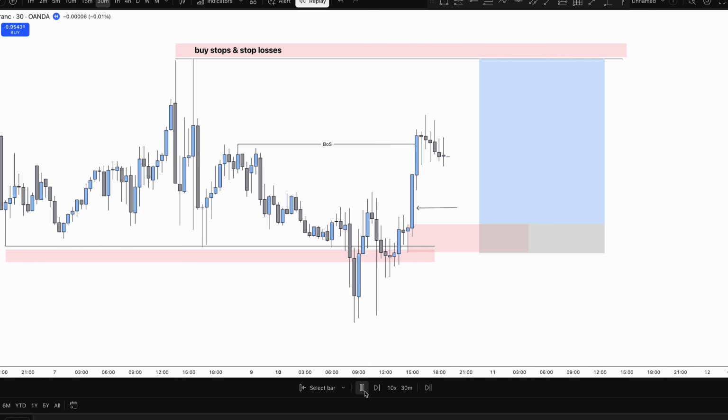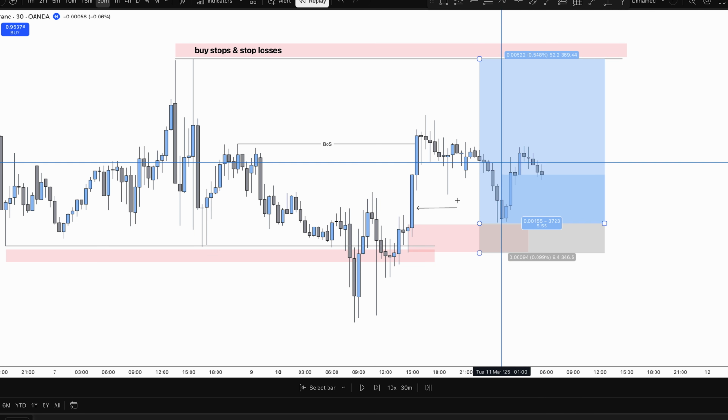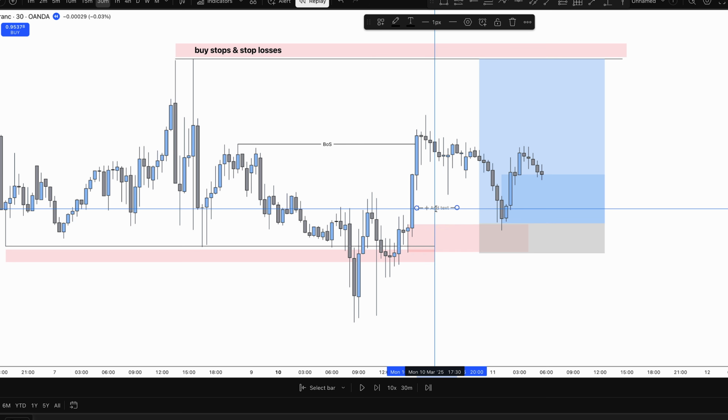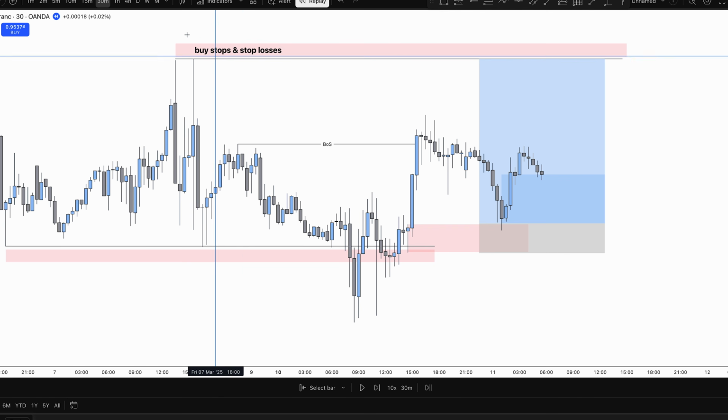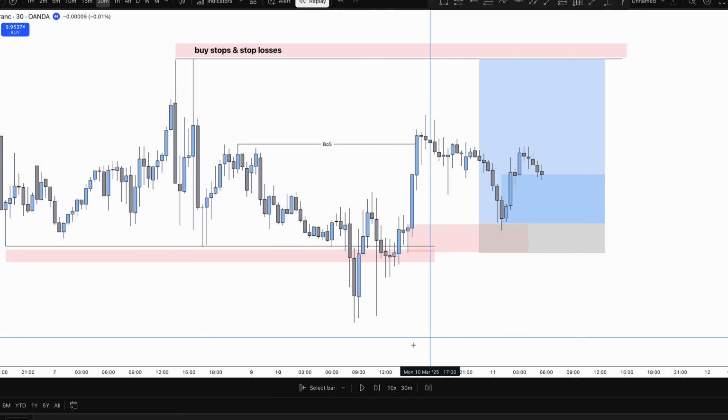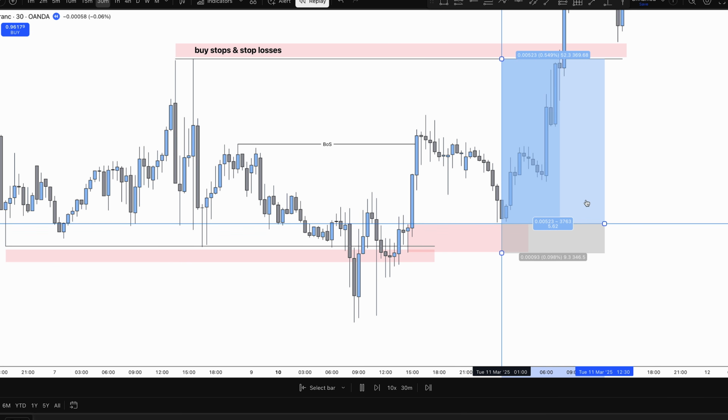Now, if we just play this market forward, you'll see we get a tap in, the market trades into that demand. We no longer have imbalance. We still have maintained bullish structure, and we still have this very clear kind of magnet price target. And as you see, we get a rally straight up into that point, okay?